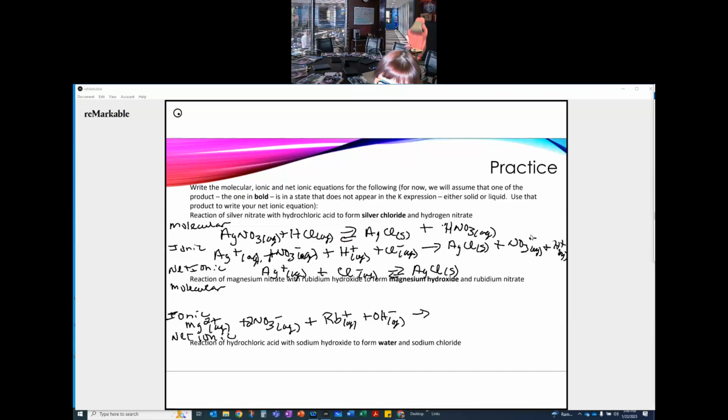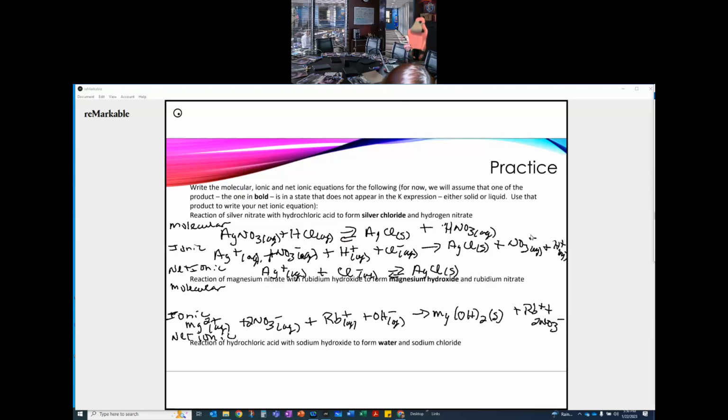And that gives me the magnesium hydroxide solid, because that's what's in bold. So Mg, and it's an Mg2+. The OH- is a 1, so that's my solid. And that's because it's an Mg2+ and an OH-, so I need 2 OHs to make that work. And then I have my Rb+ and the 2 NO3-.